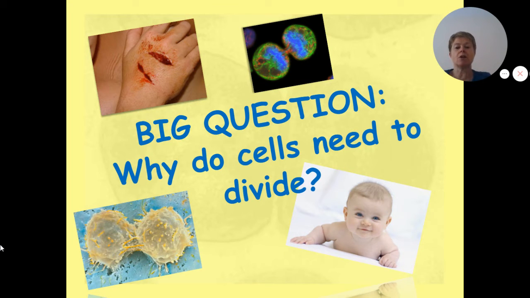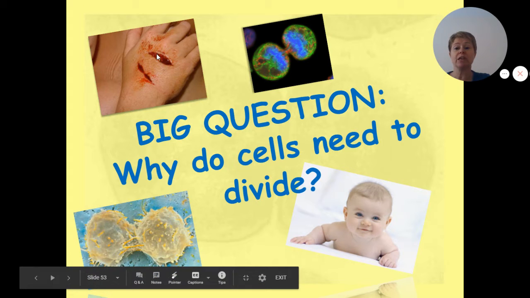Okay, so I said at the start, mitosis and meiosis are types of cell division. So why is it cells need to divide? You could pause and have a think about that if you want to. Well, there's some clues in the pictures.